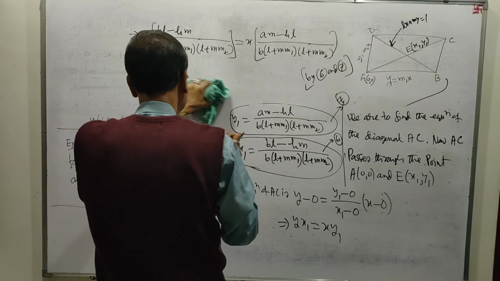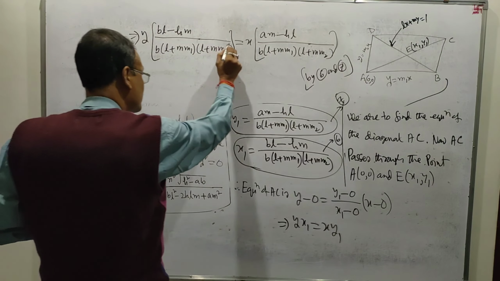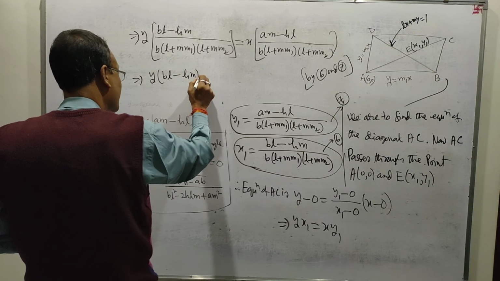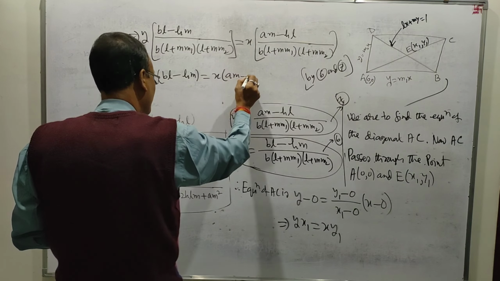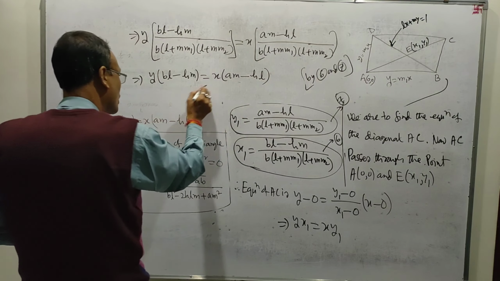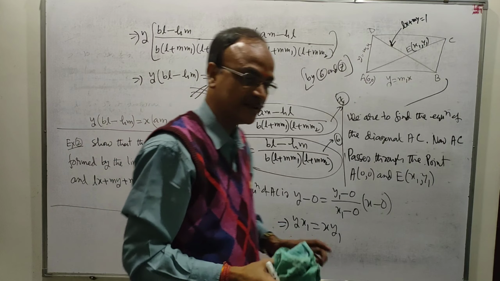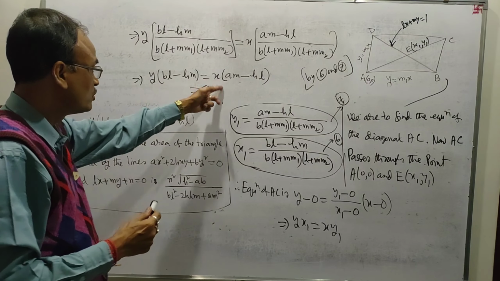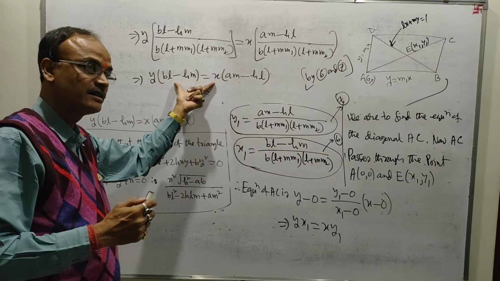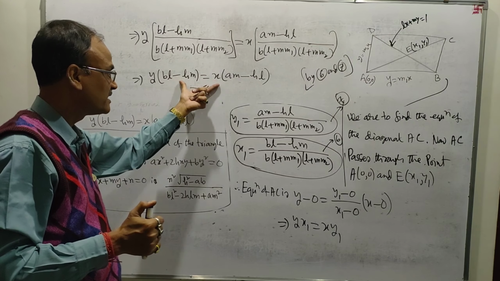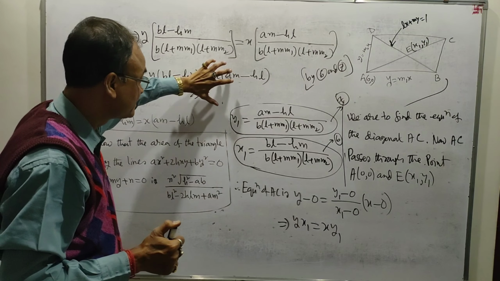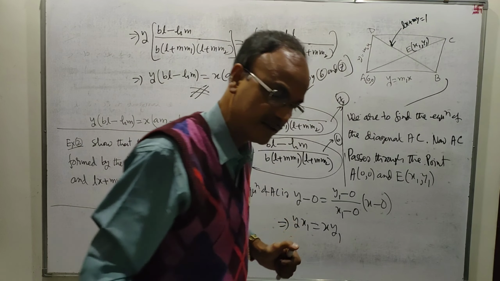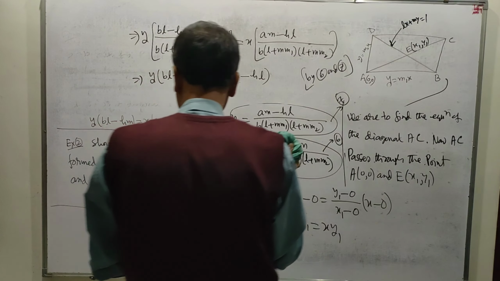The denominators of these two terms will be cancelled. So y into (BL minus HM) is equal to x into (AM minus HL), which is the equation of the diagonal AC. Clearly, AC passes through the point 0, 0. The point 0, 0 satisfies the equation, so this is the equation of a straight line passing through the origin.